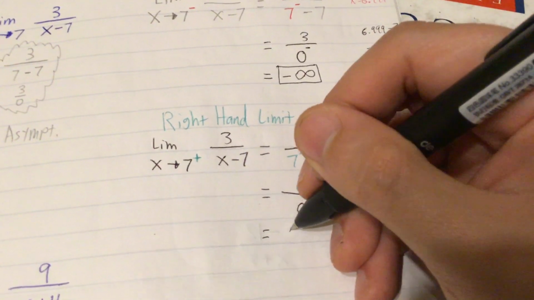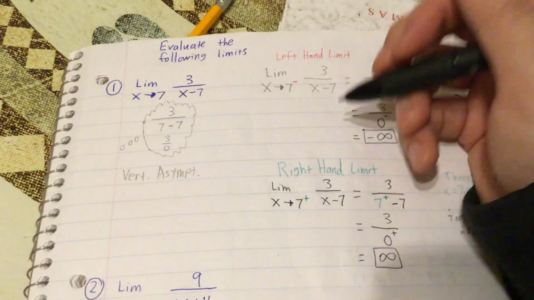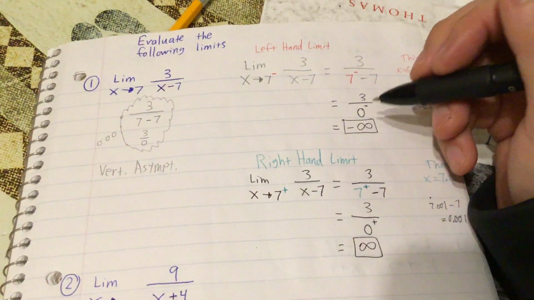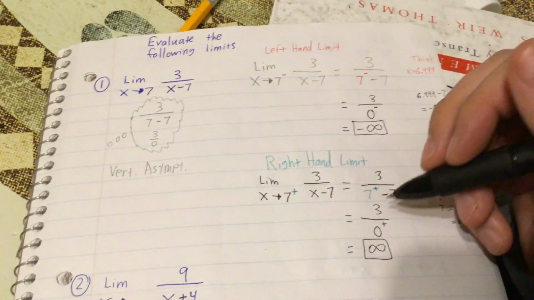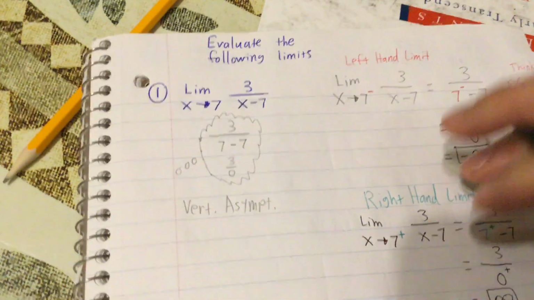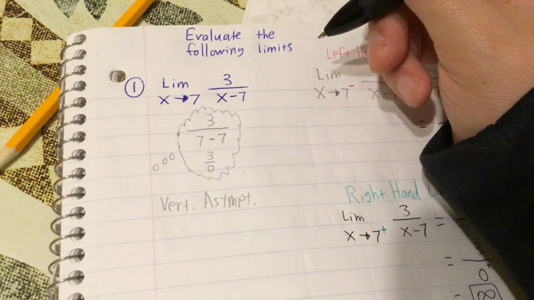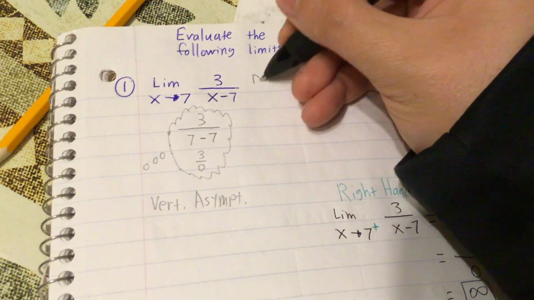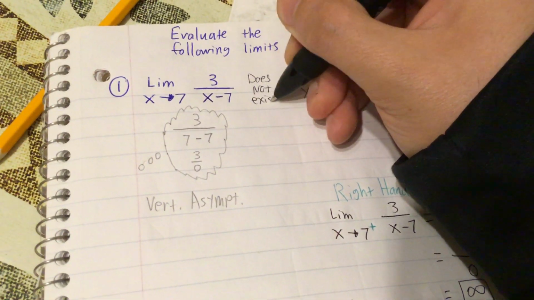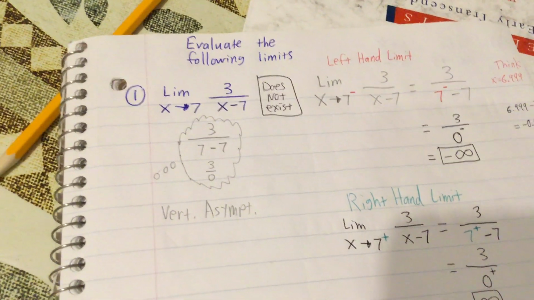that is positive infinity. So if the left-hand limit results in y going to negative infinity, and the right-hand limit results in y going to positive infinity, that means that the limit as x approaches 7 of 3 over x minus 7 does not exist. Sorry, the left and the right do not agree.